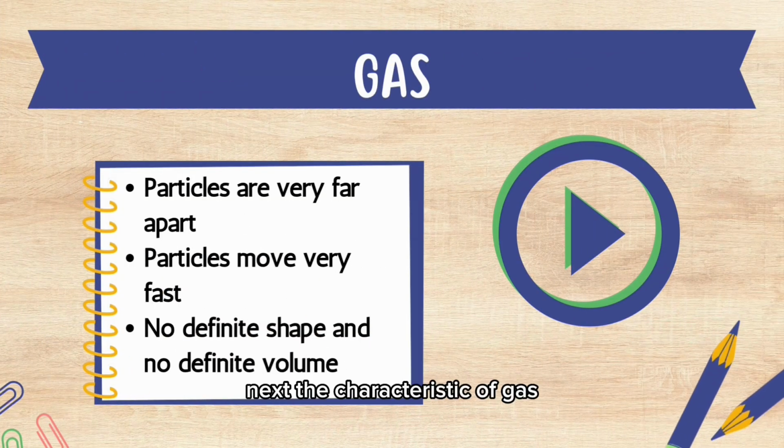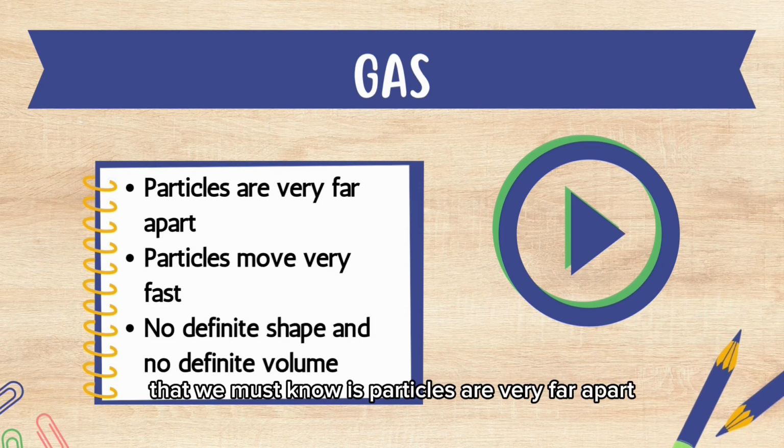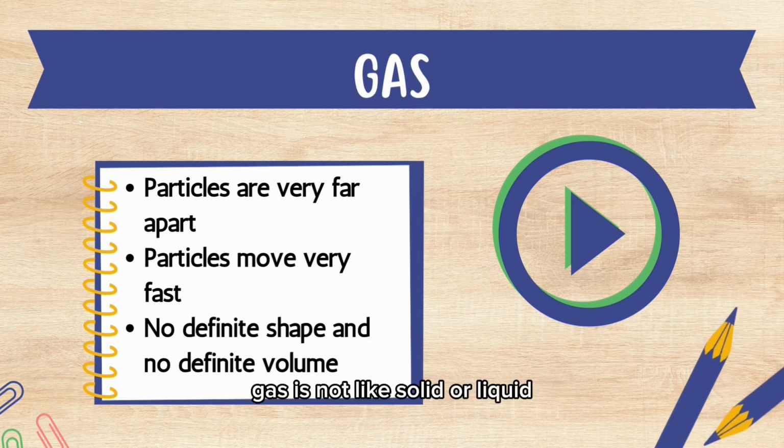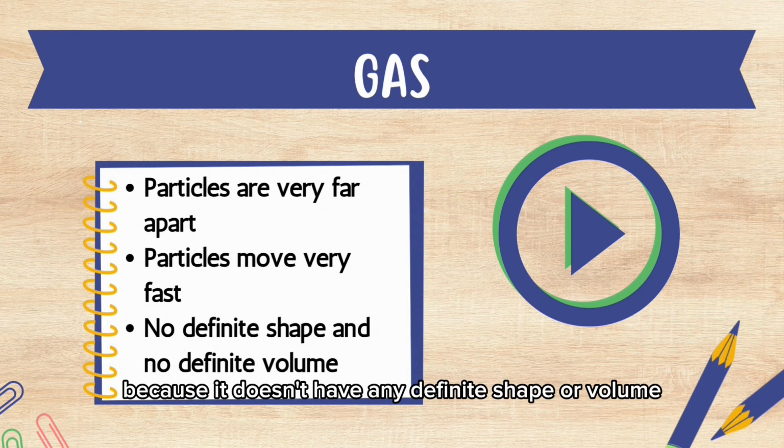Next, the characteristic of gas that we must know is particles are very far apart and move very fast. Other than that, gas is not like solid or liquid because it doesn't have any definite shape or volume.